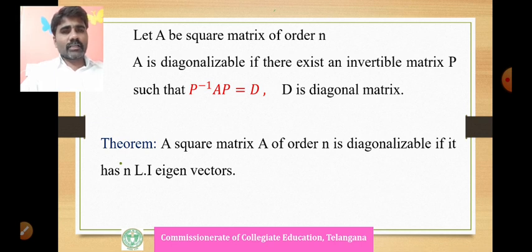Now let us take a theorem. A square matrix A of order n is diagonalizable if it has n linearly independent eigenvectors. If the order of A is n and A has n linearly independent eigenvectors, then A is diagonalizable, or A is similar to a diagonal matrix.